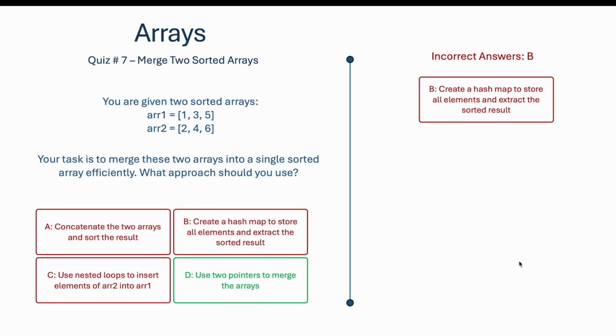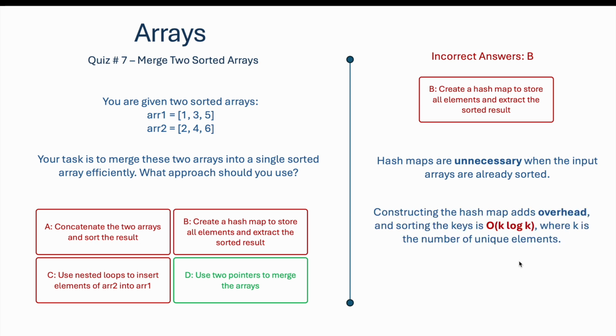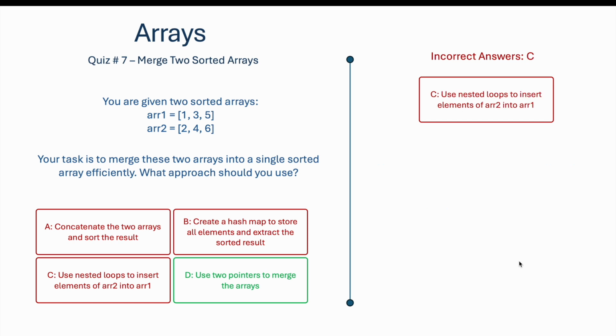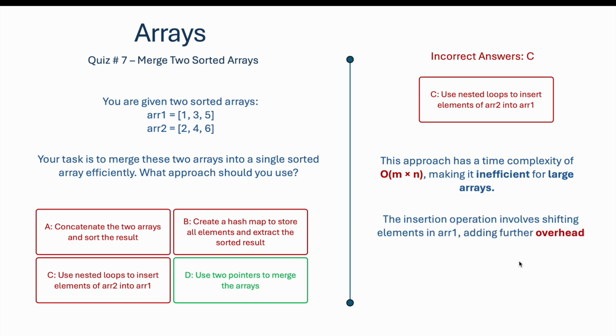Option B, create a hash map to store all elements and extract the sorted result. Hash maps are unnecessary for this problem, and constructing the hash map adds overhead. Sorting the keys is again order of k log k. Option C, use nested loops to insert elements of array 2 into array 1. This approach has a time complexity of order of m times n, making it inefficient for large arrays. The insertion operation also involves shifting elements in array 1, adding further overhead.